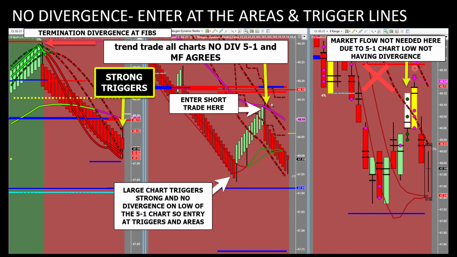It is worth noting that once you are in your short position from the mid-band and triggers, it is a nice confirmation to see a short signal from the market flow. Remember, this will happen after you are already in the market.